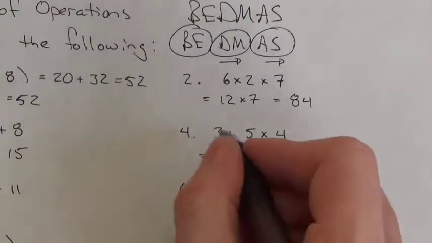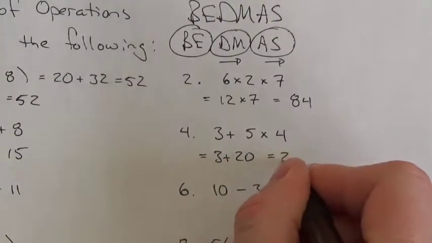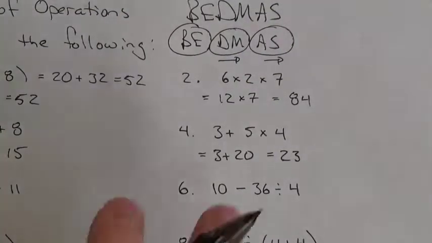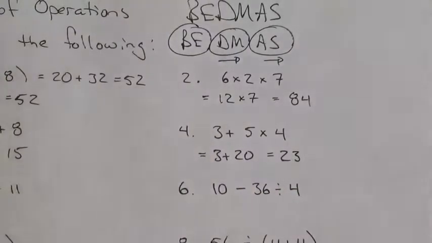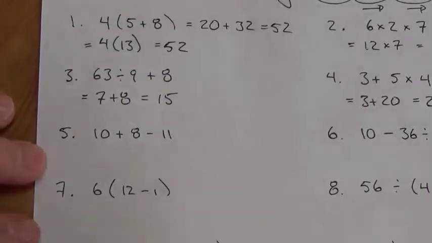So 5 times 4 is 20, and 3 plus 20 is 23. So you need to know that. The more comfortable you are with these rules, the easier algebra gets later on when you start to manipulate the variables. That's because the variables obey the exact same rules that numbers obey.